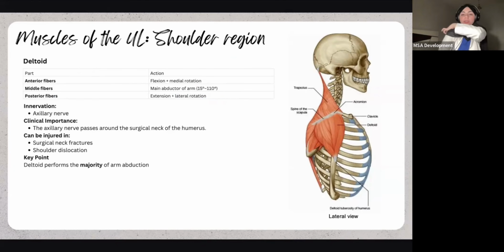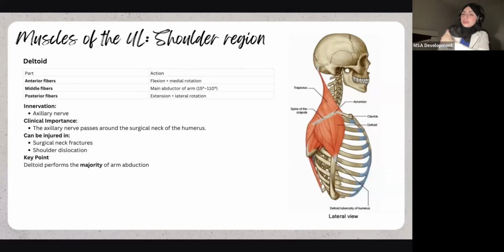Then the posterior fibers are going to be the opposite of the anterior fibers. So again, it's going to be from the spine to the humerus, which means when they're contracting, they're pulling the arm back and kind of laterally. So the anterior and posterior fibers have opposite functions, and the middle fibers are the most important, which is the abduction from 15 to 110. Innervation is axillary.